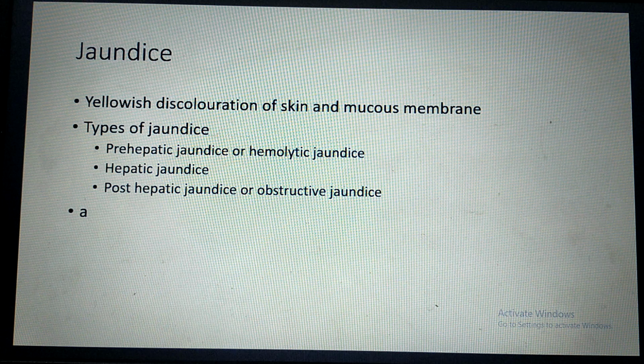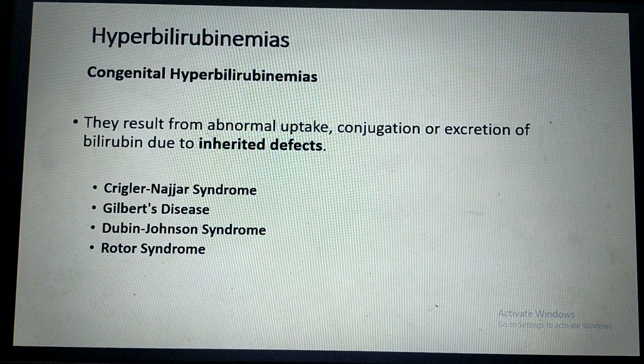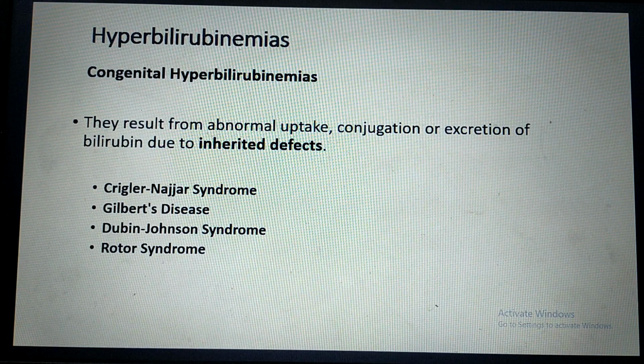There are three types of jaundice: prehepatic jaundice or hemolytic jaundice, hepatic jaundice, and third is posthepatic jaundice or obstructive jaundice. First, we will study congenital hyperbilirubinemias. They result from abnormal uptake, conjugation and excretion of bilirubin due to inherited defects.